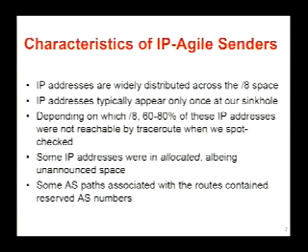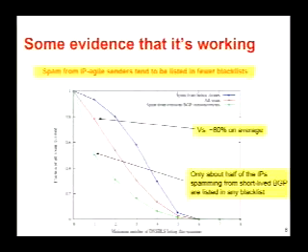So the IP addresses are widely distributed across the /8 space. They typically appear only once each. Depending upon which /8, most of the packets were not reachable by traceroute when you go back for them. Some IP addresses were in allocated but unannounced space. Some AS paths associated with the routes contained reserved AS numbers. So a lot of faking.